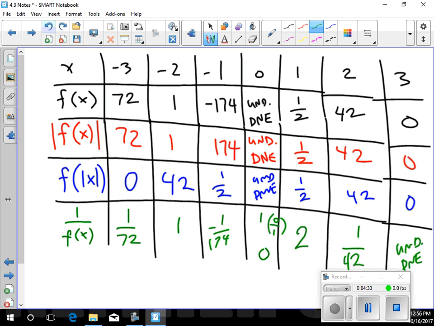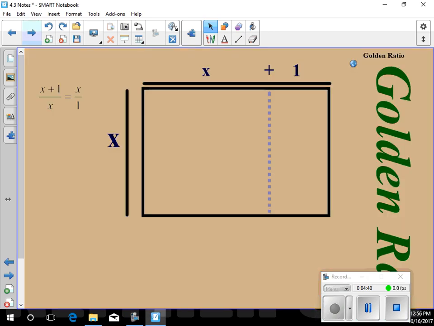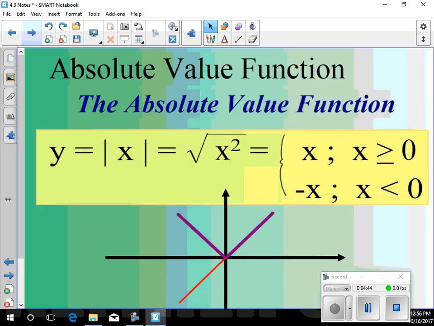Okay. This slide is something cool. It's called the golden ratio. We can talk about that later. We don't have time for that today. This is kind of finishing out the golden ratio. We can talk about that more later.